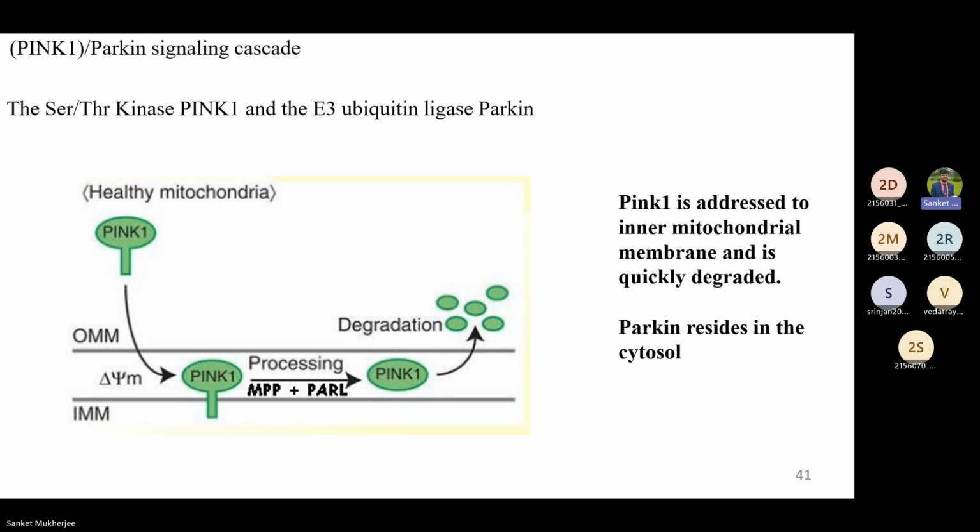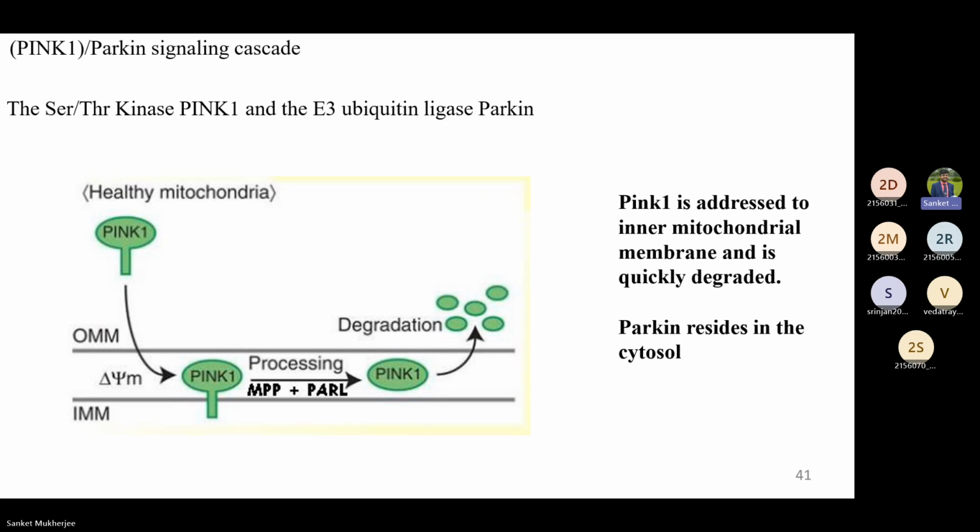PINK1 is a serine threonine kinase, and Parkin is an E3 ubiquitin ligase. So PINK1, in a healthy mitochondria, is present in the cytosol. It is brought inside the intermembrane space, and that's where it sits. And then it is processed, and it goes out, and it is then degraded. That's how a normal process looks.